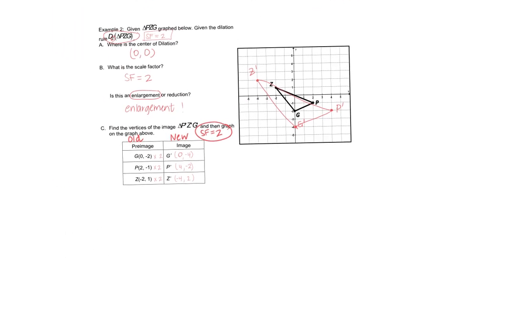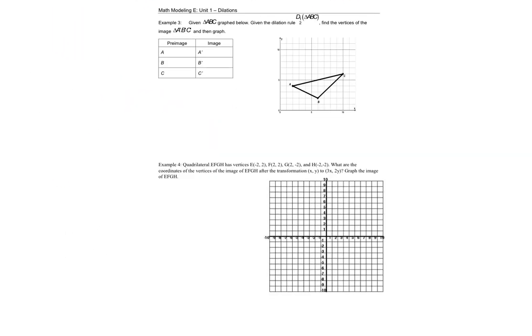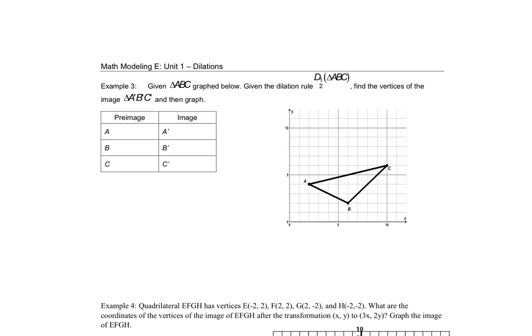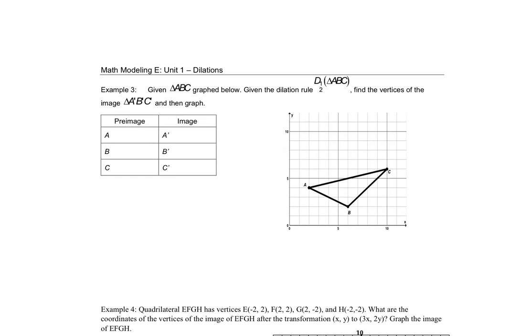Alright, so this is example 2. Let's go to the next page. I'm only going to do one of the problems here. I'm going to skip this one. Now, it says example 3. Given triangle ABC and it's graphed here, given the dilation rule D1/2, find the vertices of the image A prime, B prime, C prime, and then graph.